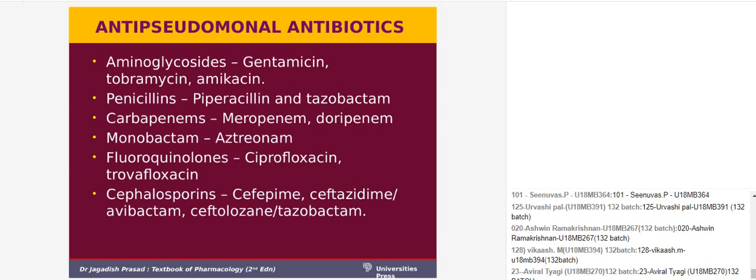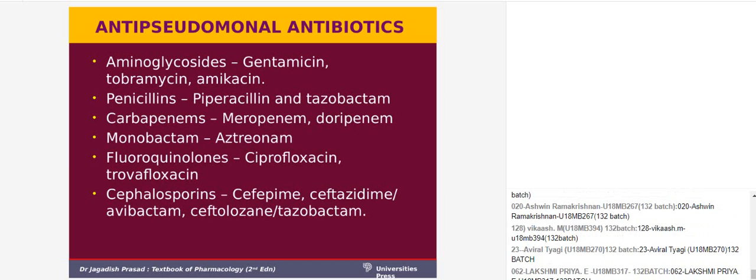And if you see the beta-lactamase stability, the first generation is highly susceptible to staphylococcal beta-lactamase. So these drugs are chosen based on the antimicrobial spectrum. We can see the coverage in clinical use.